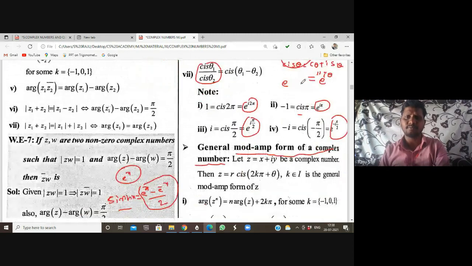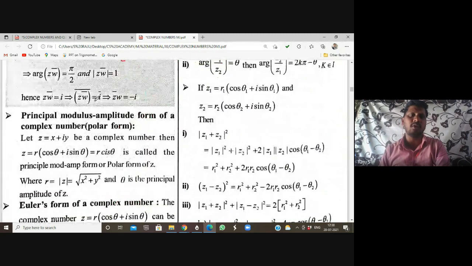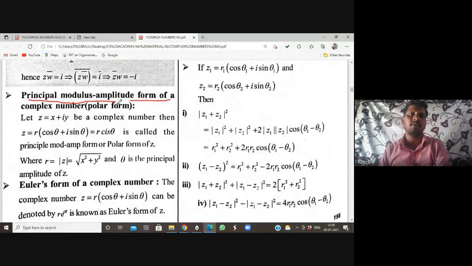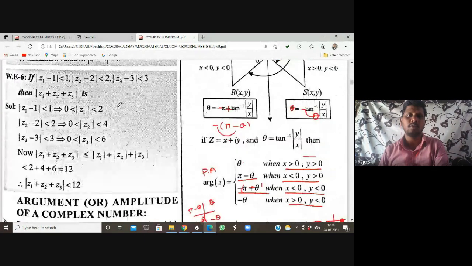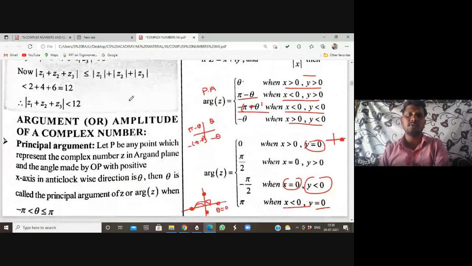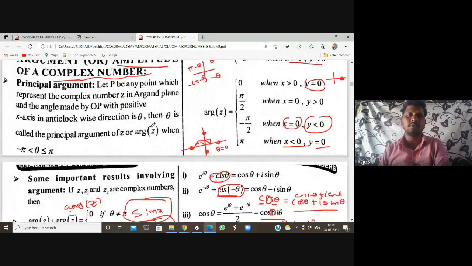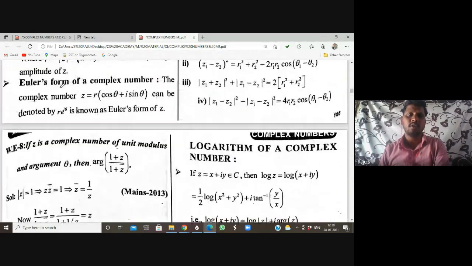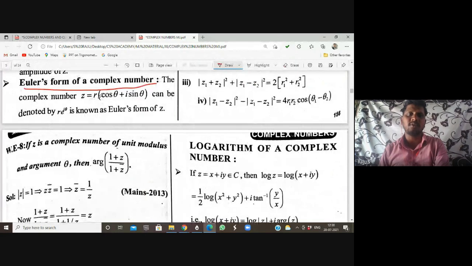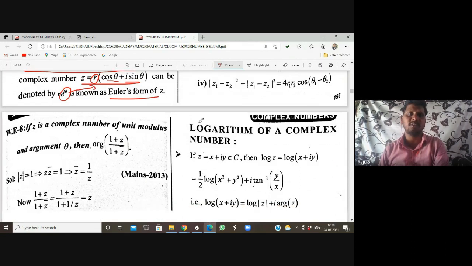No problem, I'm just showing what the topics are in complex numbers. Principal modulus, amplitude form of a complex number, that is called polar form. Then argument, amplitude of a complex number. Then these are the properties. Euler's form: first write the polar form, r into cos theta plus i sin theta, which can be written as r e power i theta. This is known as Euler's form of z.